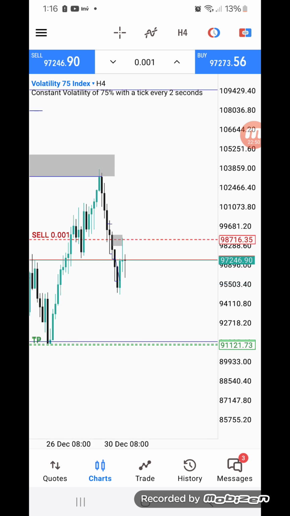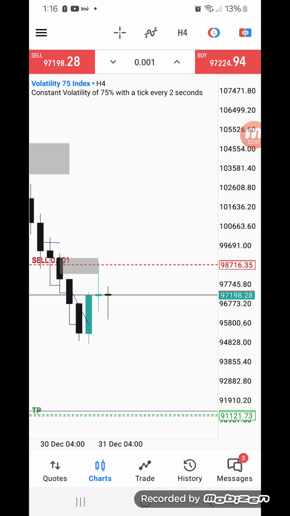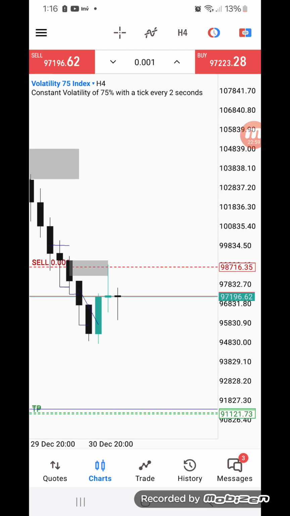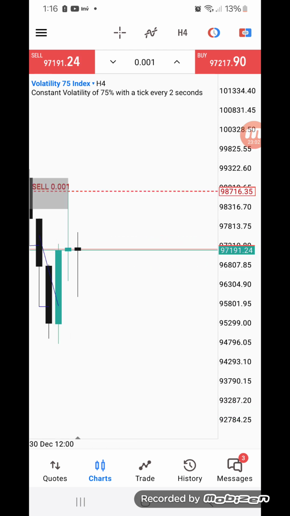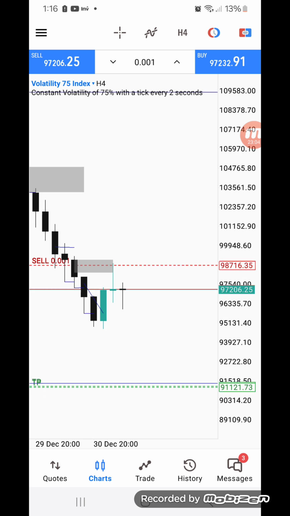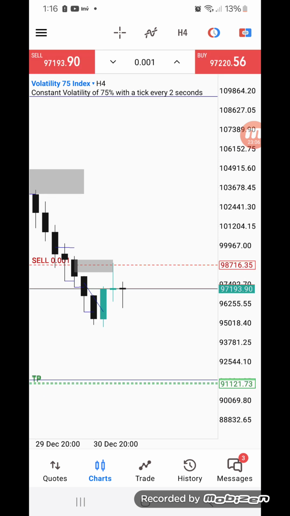Now that was a very nice setup and a very clean setup. You can see how the market behaved. It just tapped on our sell limits, and now we can see it's moving very nicely and very smoothly towards our sell side liquidity.